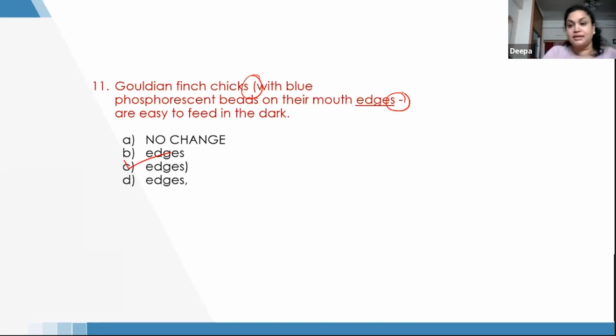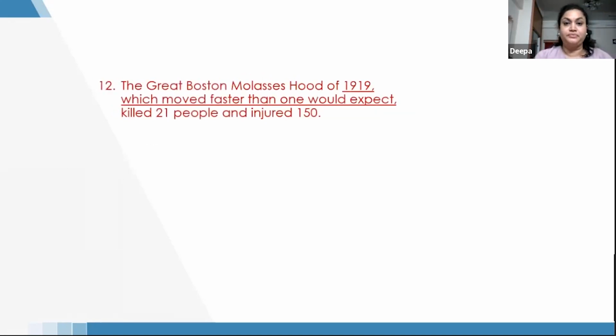Let's go to the next question. The Great Boston Molasses Flood of 1919, which moved faster than one could expect, killed 21 people and injured 150. Now here, without the parenthetical element, does it make sense is what you need to understand. The Great Boston Molasses Flood of 1919 killed 21 people and injured 150.